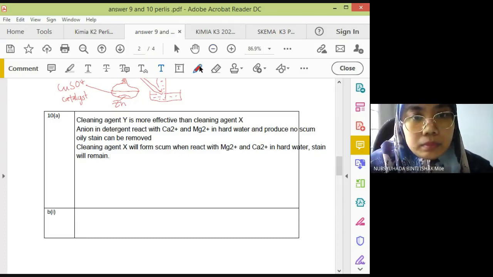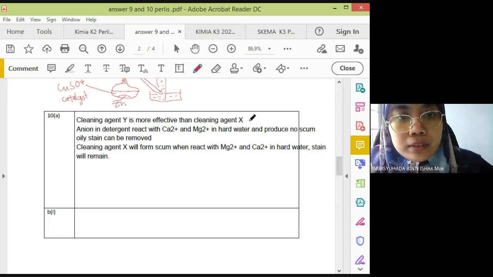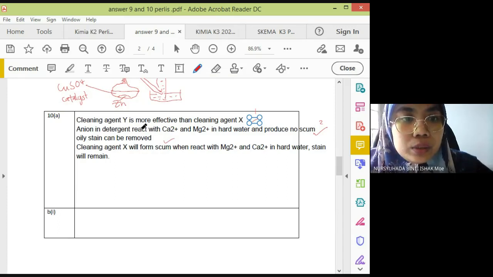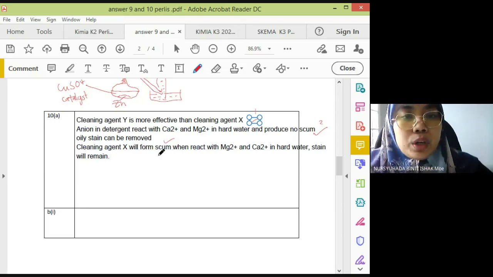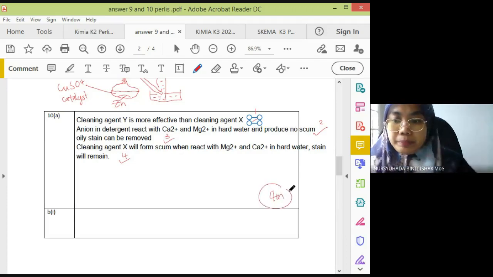Okay, markah pertama this one, cleaning agent Y more effective. An ion in detergent react with hot water and produce no scum. Point kedua. Point ketiga, oily stain can be removed while using agent Y. And last one, why agent X? The stain remain because it will form scum when react with Mg2+ and Ca2+ in hot water. Okay, point yang keempat. This one 3. So total here is 4 mark.